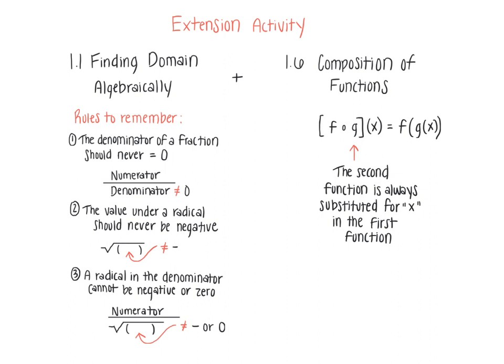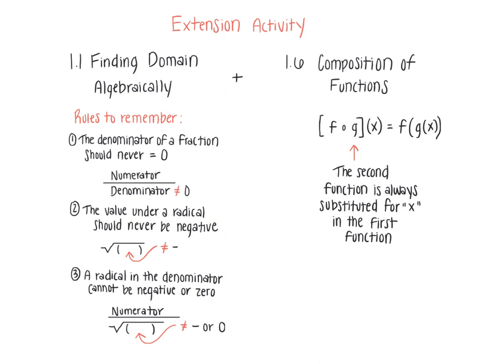The first thing you need to remember is if you have a fraction, such as below, your denominator should never equal 0. The next thing you need to remember is that if you have a radical, also known as a square root, that can never be a negative. And then finally, if you have a square root in your denominator, that cannot be negative or be 0. As long as you keep these three rules in mind, you can always find domain algebraically.